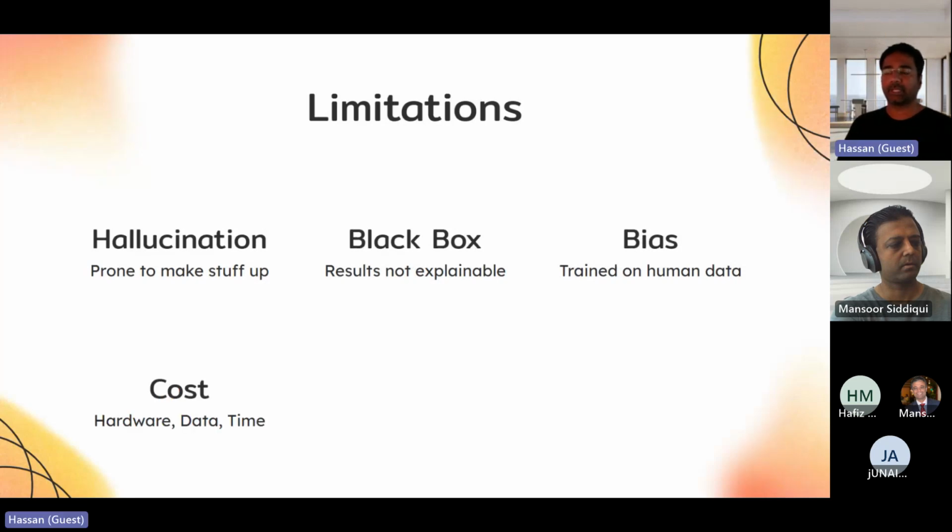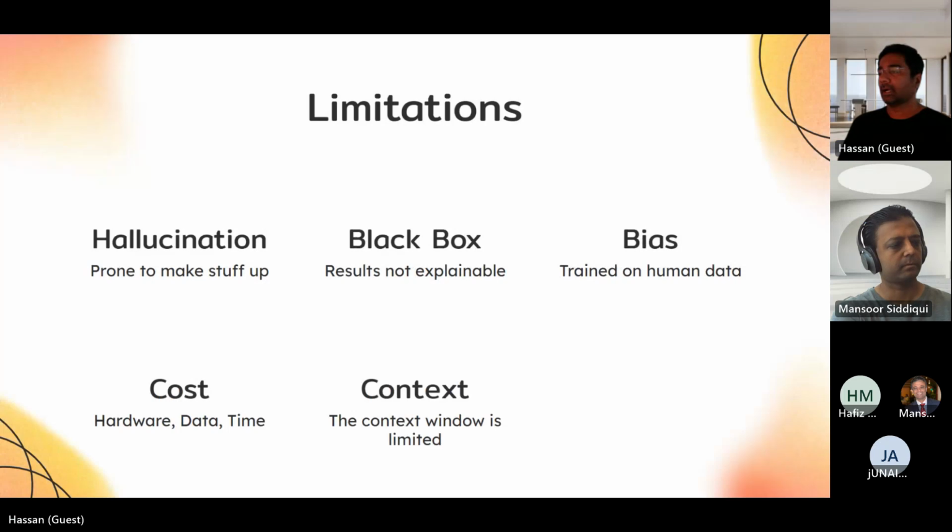Cost, of course, is a big downside. As I told you earlier, it's expensive to train these. You need a large amount of very powerful hardware. It can take many months to train, especially a base model. And then the open source community is trying to mitigate all of that, and I'll talk about that in a minute.